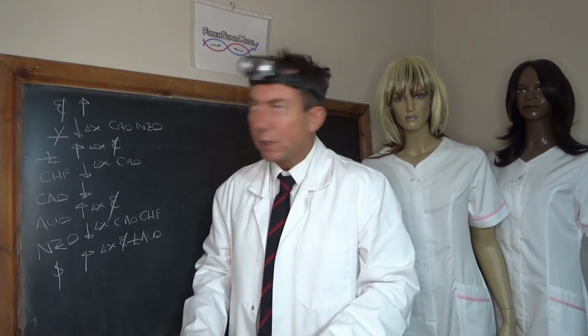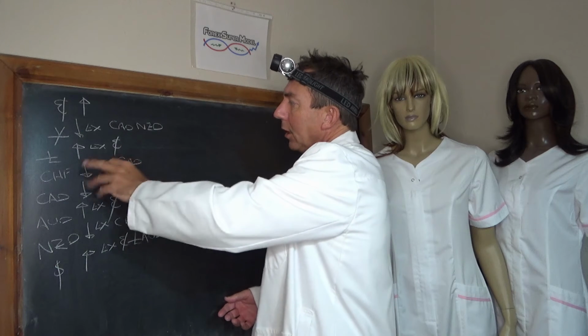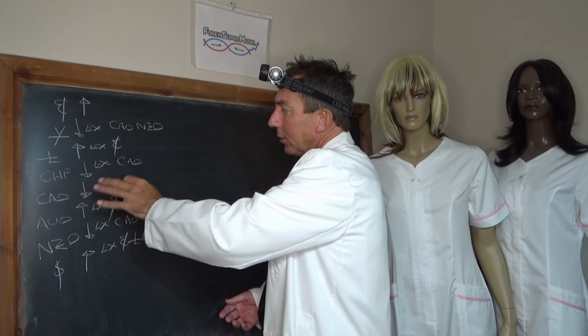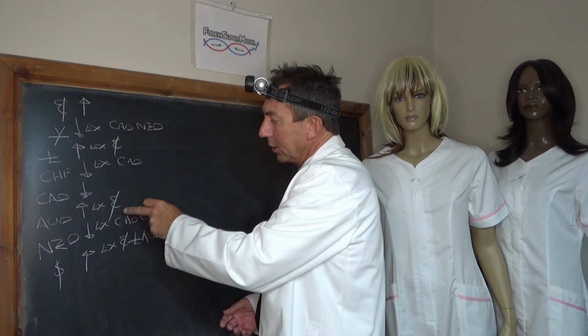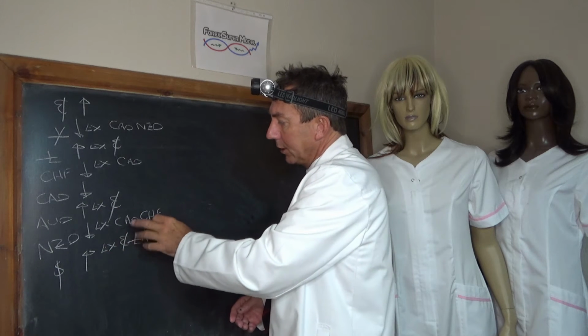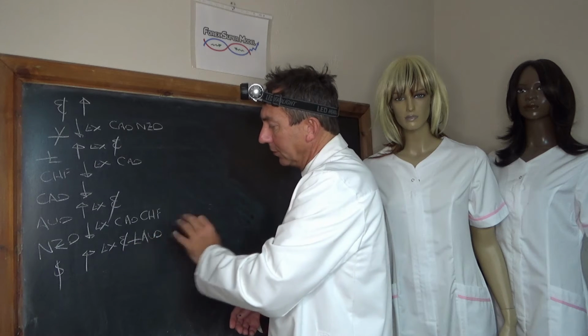Right, we've written up the flows then, so euro is strong across the board, yen is weak except against the CAD and New Zealand, pound is strong except against the euro, Swiss is weak except against the CAD, CAD is weak across the board, AUD is strong except against the euro, NZD is weak except against the CAD and the Swiss, and the dollar is strong except against the euro, the pound and the AUD.